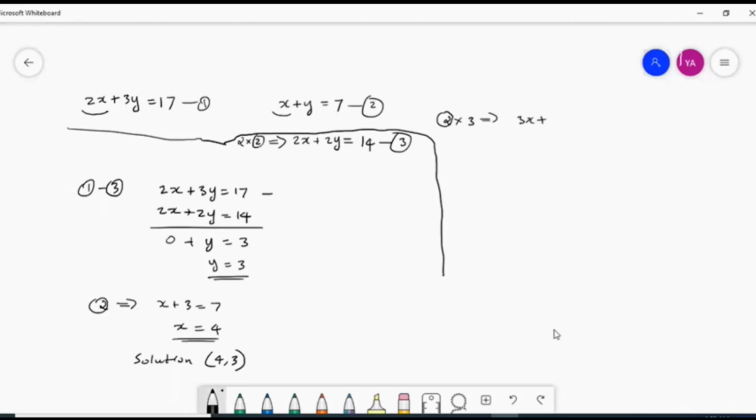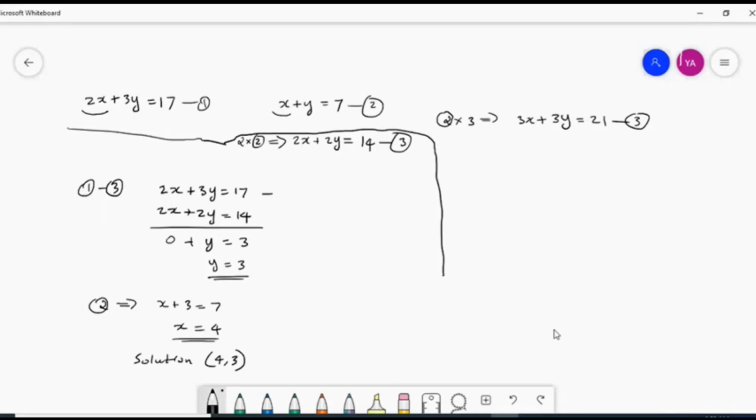3x plus 3y is equal to 21. Now compare this, give this as equation number 3, with equation number 1. Which variable has equal coefficients? The y variable. So if you subtract 1 minus 3 or 3 minus 1, the y terms will be cancelled. Which one is better, 1 minus 3 or 3 minus 1? 3 minus 1 is better.